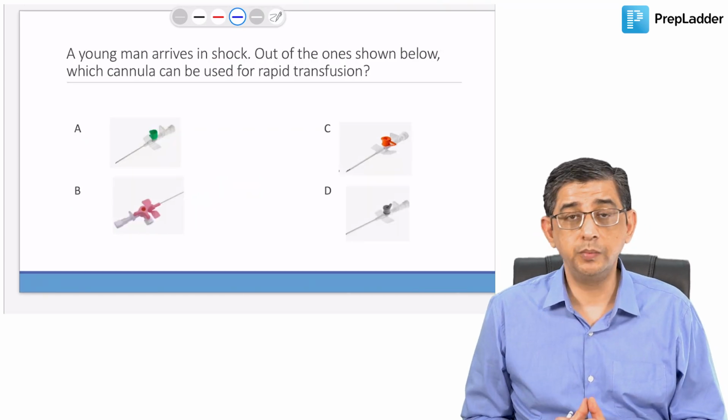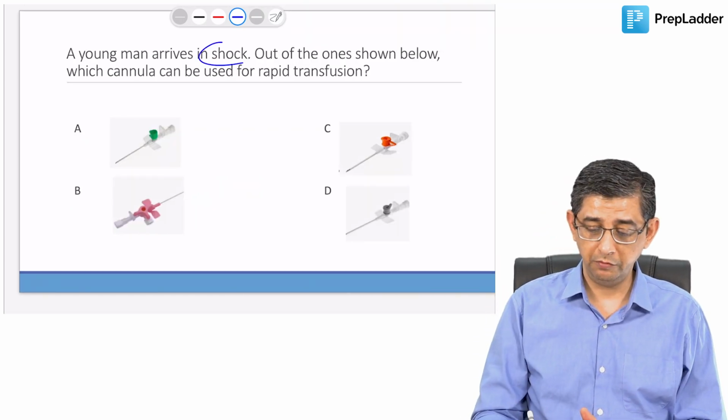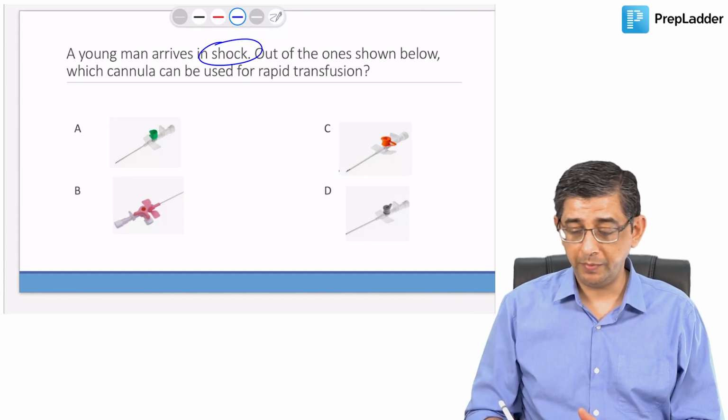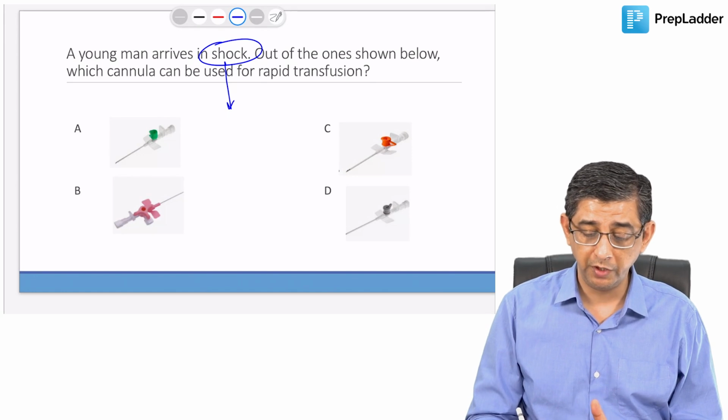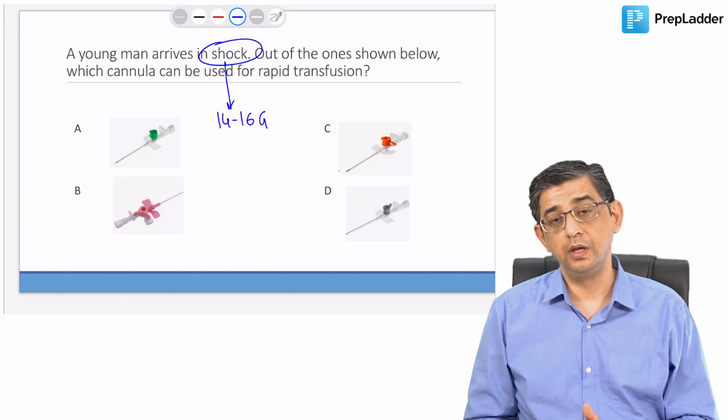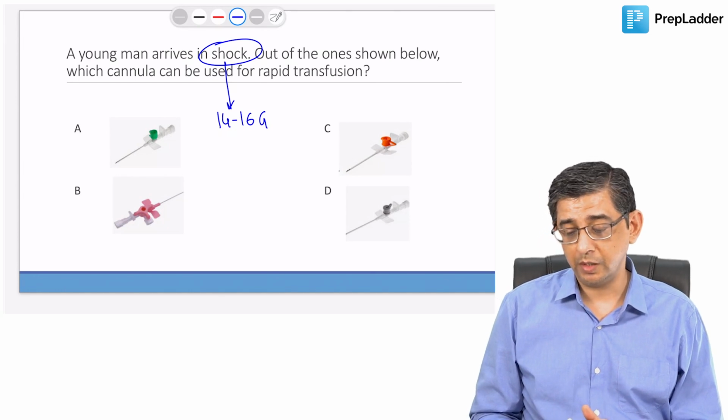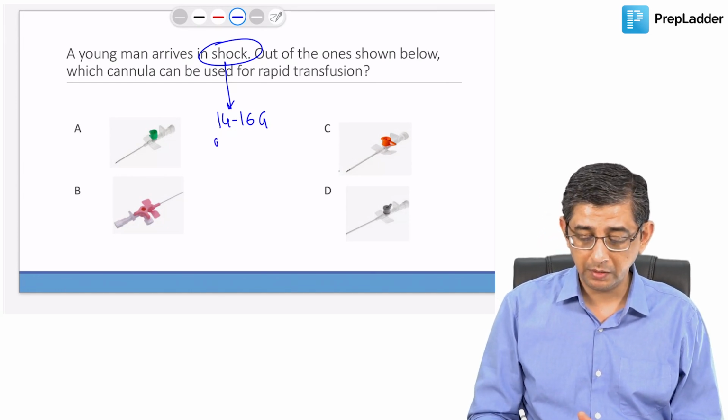The next question talks about a patient arriving in shock. Which cannula will you be using? You're familiar that in a person in shock for resuscitation purposes, when you give IV fluids, you will be using either a 14 to 16G cannula for the patient. Do remember the fact that when it comes to 14G, that would be an orange one, and 16G would be the gray cannula.